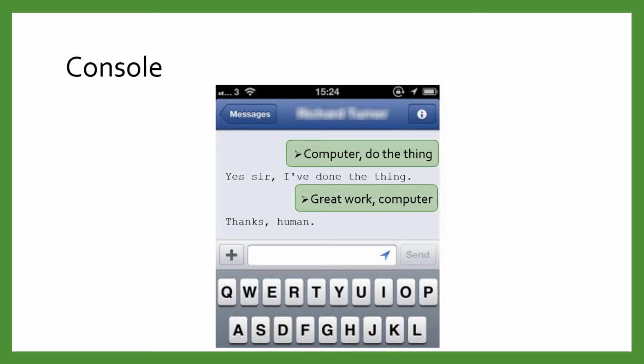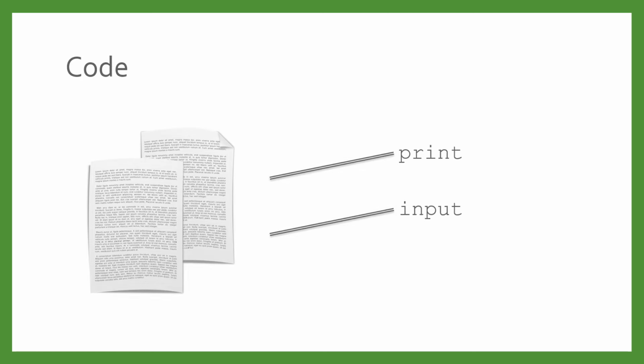One of the most common ways to do this is the console. You can think of the console as like a messenger box for giving instructions to the computer. The instructions that we write are often stored in a program so that they can be reused. This is what programs or code really is.